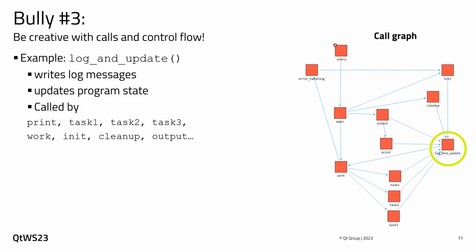Well, for example, here you see a call graph. It's also a screenshot from the Axivion Suite. You see here is a function which is called log and update. You see an "and" in a function name is already a good sign if this is in there.